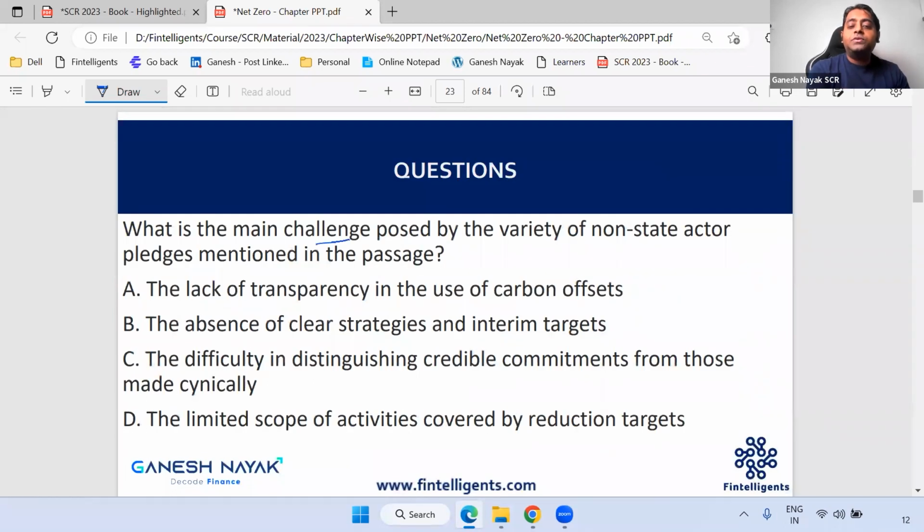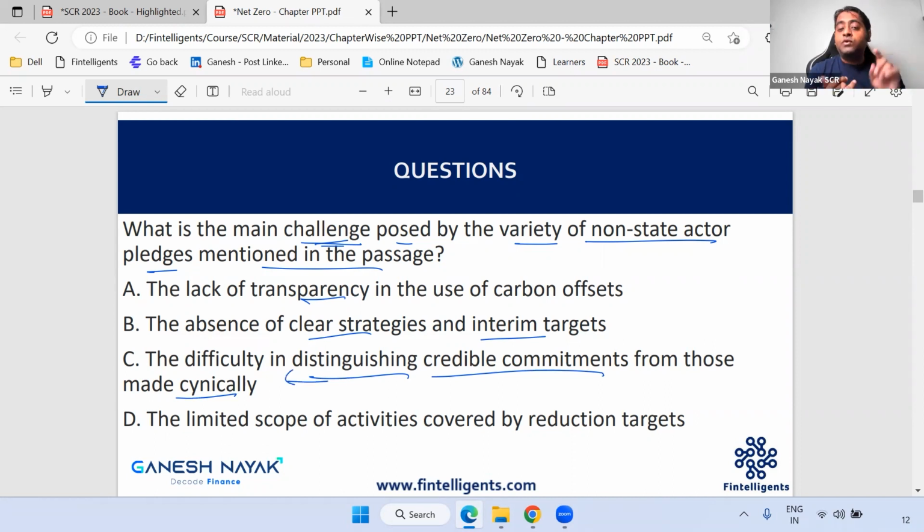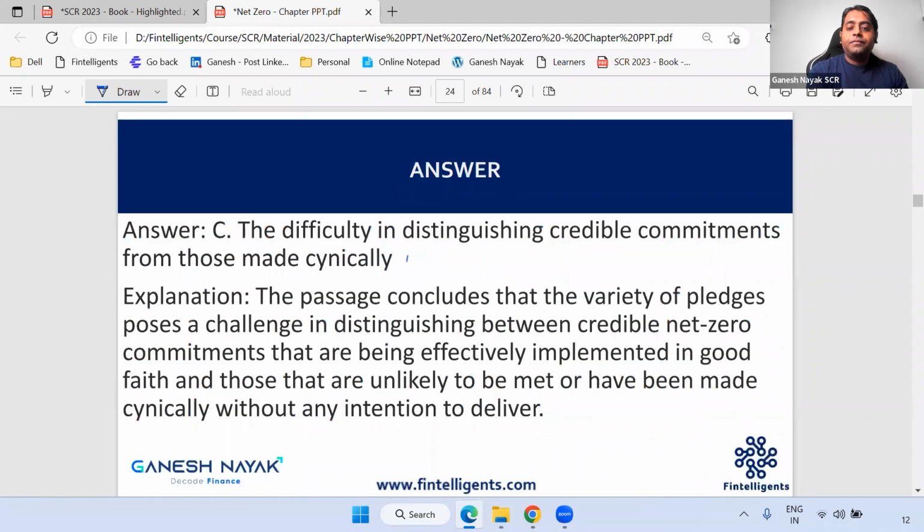The next question: what is the main challenge posed by the variety of non-state actor pledges mentioned? Is transparency the major challenge we are facing, or the absence of a clear strategy? Or is it basically distinguishing between a critical commitment and a cynical one? The point is that we should have tools and a framework to distinguish between somebody who is serious about net zero and somebody who is just making announcements. So this is the point we are looking at, option C.